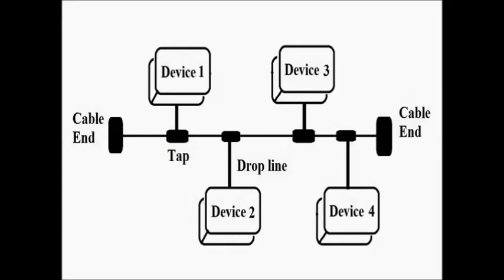Now, how does this network work? This is how the bus topology looks, and it uses multi-point connection. It means that the entire capacity of this main cable is shared by the various devices connected to it. Now this sharing of the channel capacity can be of two types.